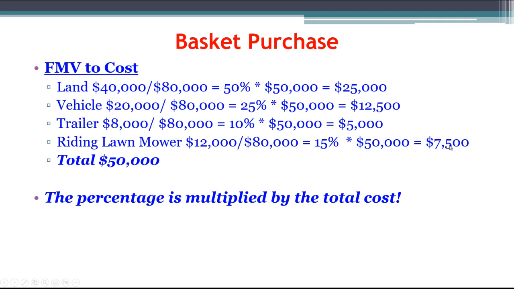Riding lawnmower had 15% of $50,000, so it gets $7,500. And when you do the journal entry here, when you record all these assets, it's a total of $50,000 that would be debited, and a credit to cash, or notes payable, however we finance this, for $50,000.